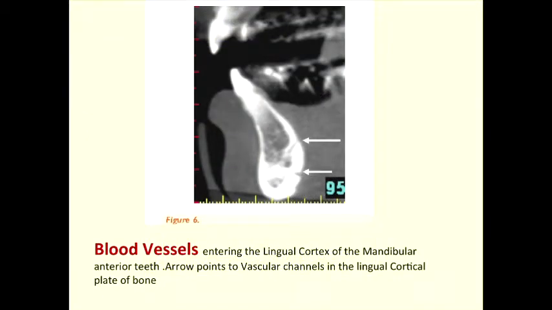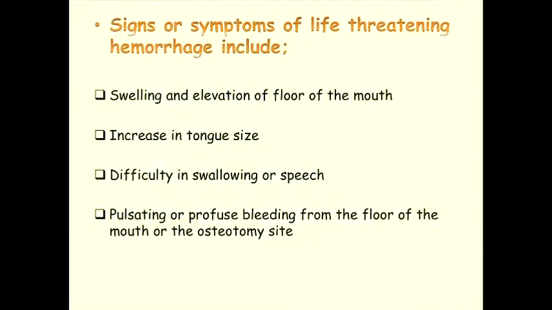Well, there it is. If you take a CBCT, suddenly you can see this canal running here. That is a foramen coming through, so the artery or the vein, or both of them, are penetrating this. Now, what are the signs of threatening hemorrhage in this area? You'll have swelling, elevation of the floor of the mouth, increase in the size of the tongue, difficulty swallowing, and pulsating or profuse bleeding from the floor of the mouth.